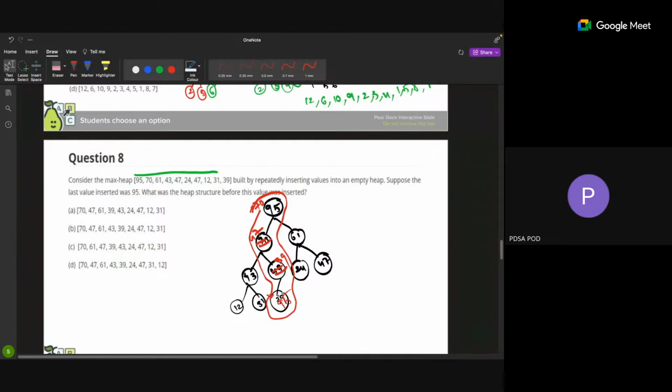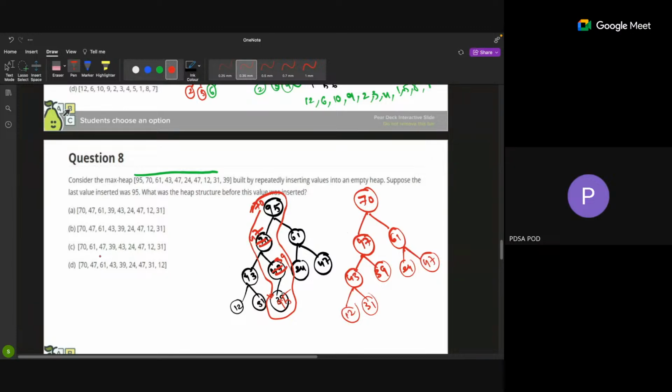Is it right? Yes. Now your heap looks like 70, 47, 61, and then it is 43, 39, sorry, it is 24, 47. We only have to do the reverse heapify path. If you draw the reverse heapify path, you can get it: 43, and this is 12, and this is 31. So we got 70, 47, these three options.